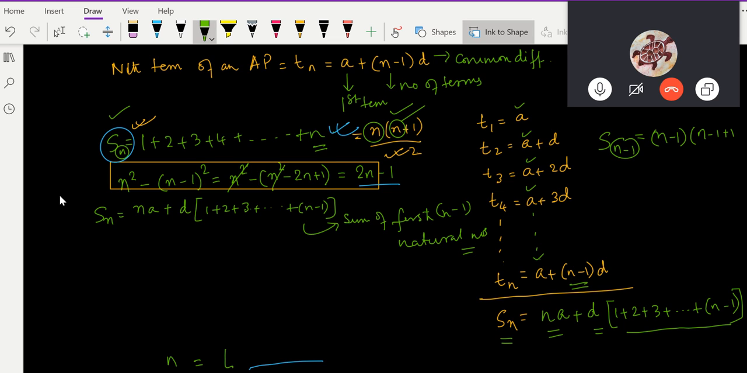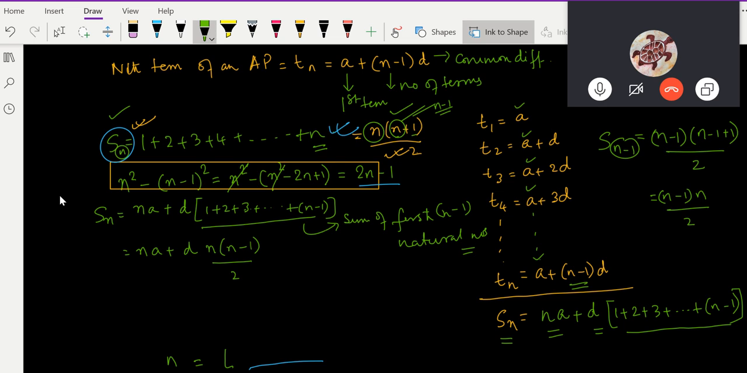So in place of n, I will put n minus 1. So this becomes n minus 1 plus 1, divide by 2. So that is equal to n minus 1 into n by 2. Correct? So this would be equal to na plus b into, in place of this, I will write n into n minus 1 over 2.